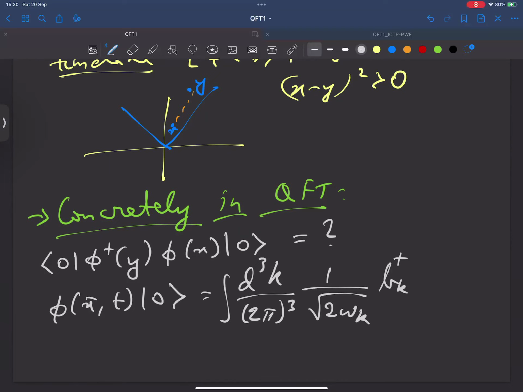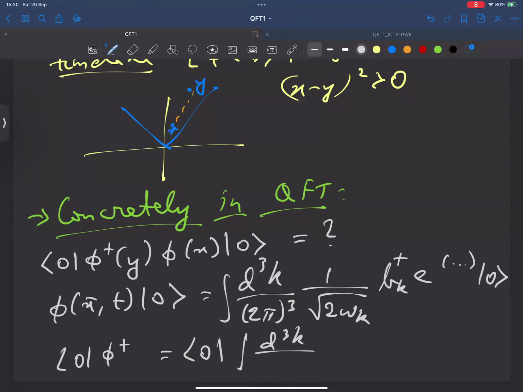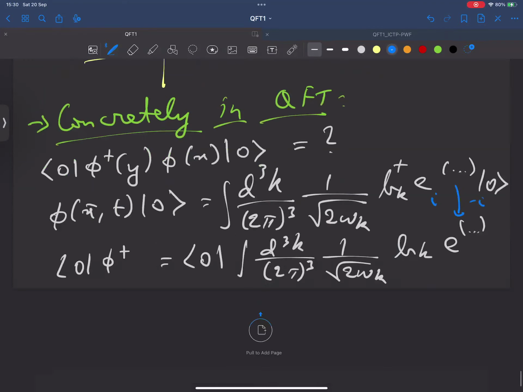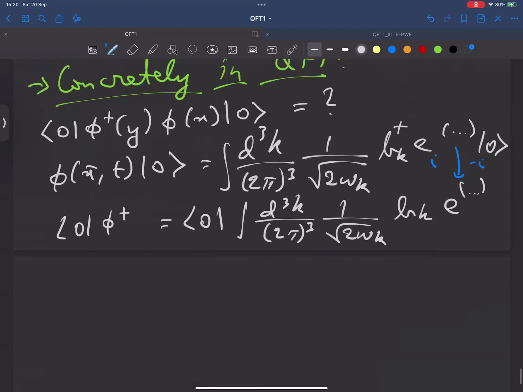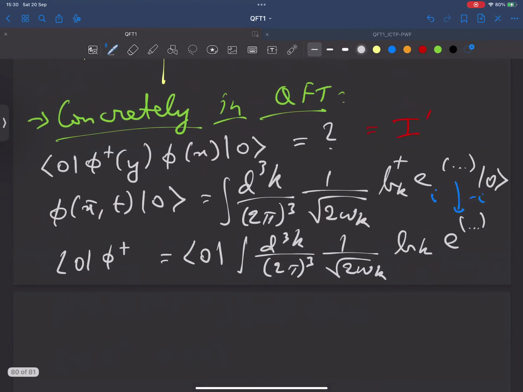b_k dagger and some exponential acting on the vacuum, and its conjugate could be written as this thing, over 2 pi to the k, b_k with a different exponential now. And these exponentials are different. You have to take i to minus i. So when you do that, you can plug it in right here. Let me call this integral I prime. We are interested in computing I prime.